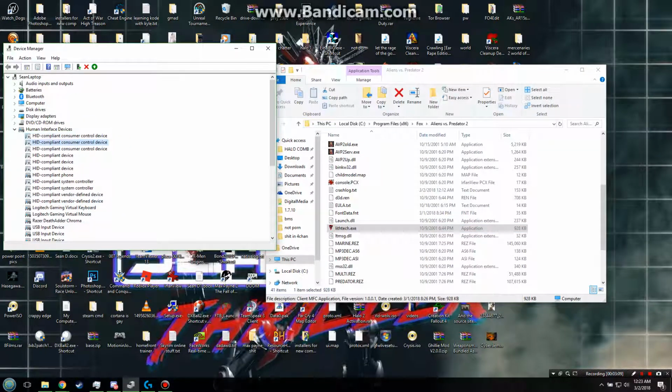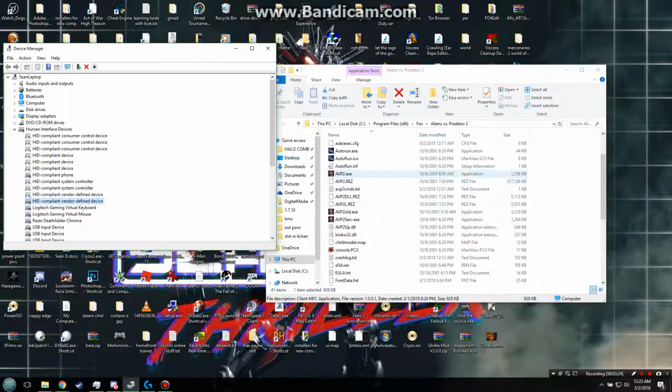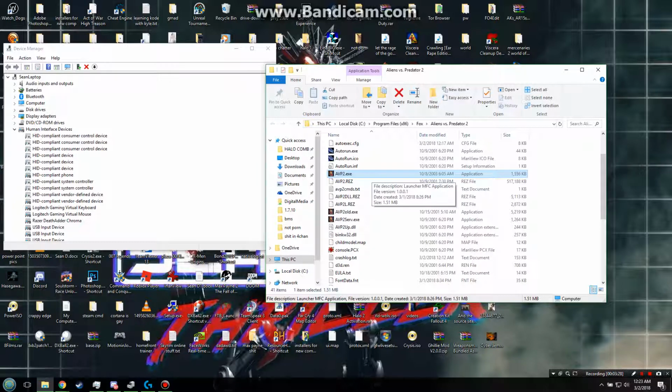Disable all of your human interface devices. If you have a headset, or a different headset from me, the reason why I don't have these two right here disabled is because these are my headset, my Logitech G933. When I run it in Windows Me mode, I have no problems at all. But, like I said, I'm limited to 1280 by 960.